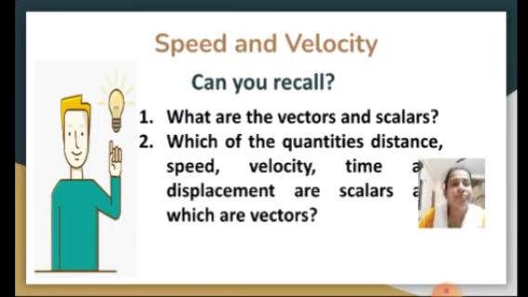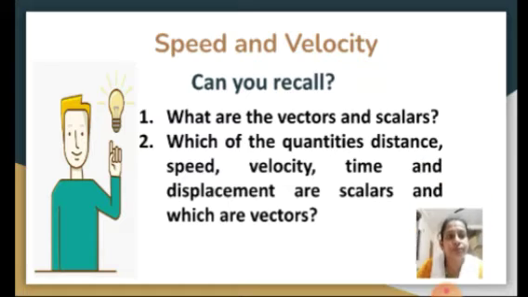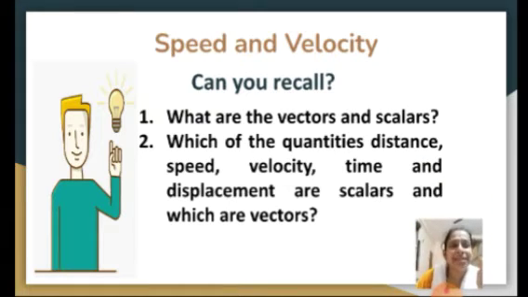Before that I would like to ask you certain questions. Can you recall what vectors and scalars are, or what are vector and scalar quantities? Vector and scalar quantities are nothing but physical quantities, like what you have learnt now: distance, displacement, time. Speed, velocity, all these are called physical quantities. So both vectors as well as scalars are physical quantities.